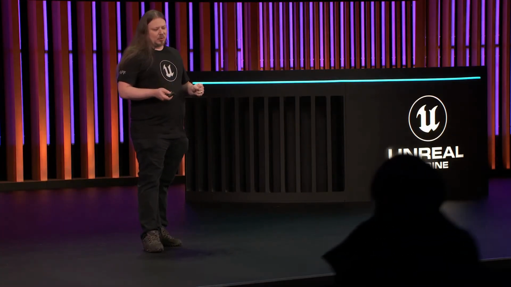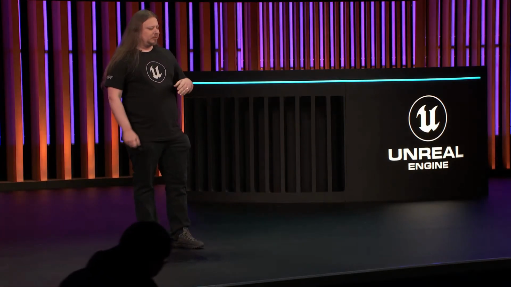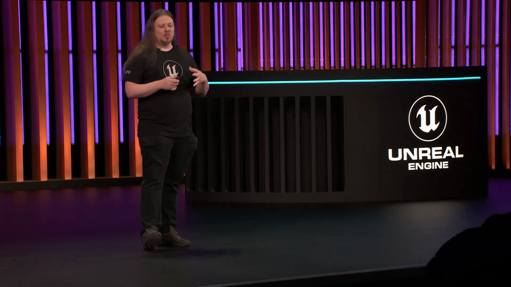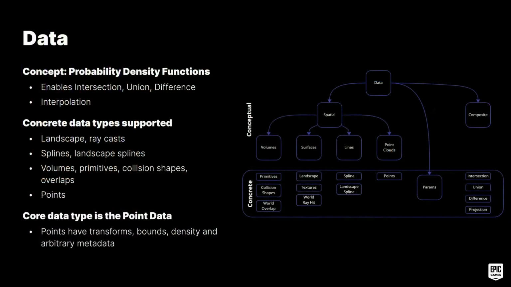So let's dive in a bit more on the data side of things. So conceptually, in PCG, data is a probability density function. So that means that you're going to expect density values from between 0 and 1. So let's take one example, the landscape here, right? If you're on the landscape, density is 1. If you're outside of the landscape, density is 0. To take another surface example, well, if it's a texture, well, density can be driven by the pixel color, for example. So you can have values in between 0 and 1.